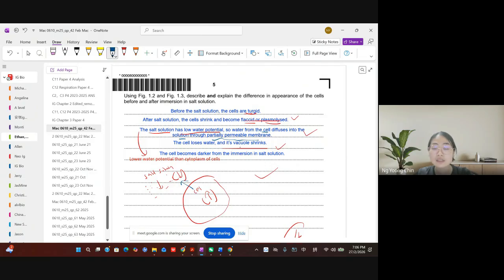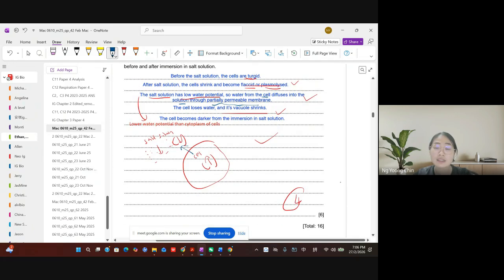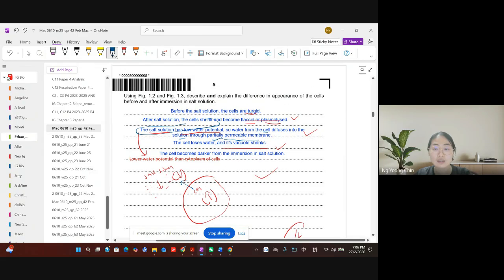For this answer, you can get 4 marks, but actually it's 6 marks. So if you write this one, you can get 1 more mark. And then you should mention osmosis. Did you mention osmosis? No, I didn't mention osmosis. So you should mention osmosis here, by osmosis.